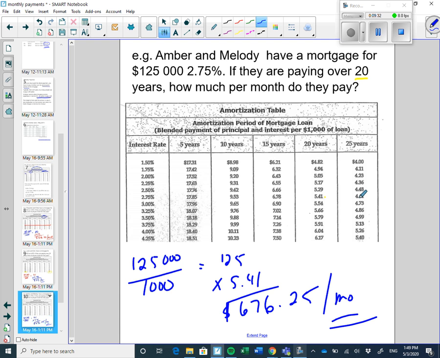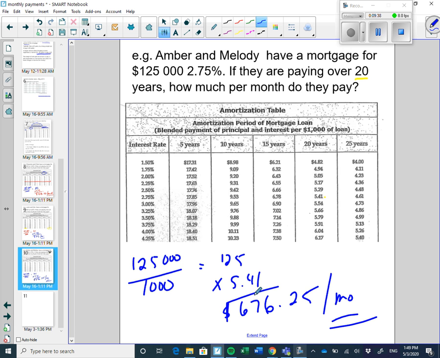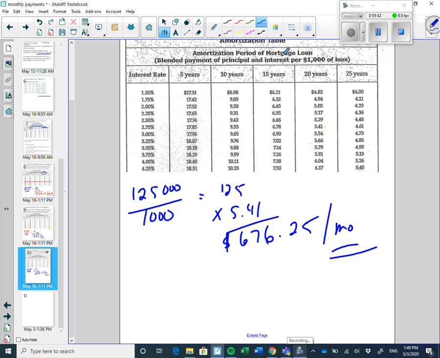Per month. Okay, now here's a little bonus here for you. I don't expect you to be able to do this, but in the interest of sake here, $676.25. I'll just make this page a little bit bigger. You don't need to know this, but I'm going to show you. If you're paying $676.25 times 12, that's that much per year, 8,115.